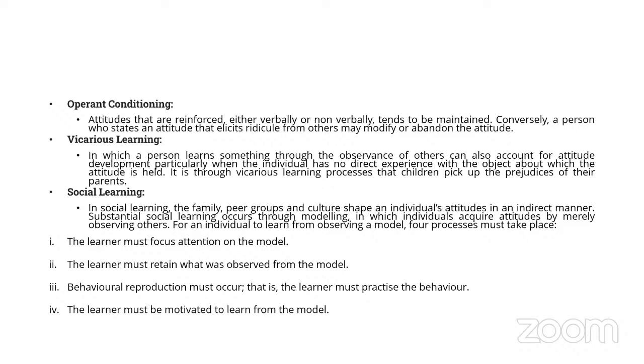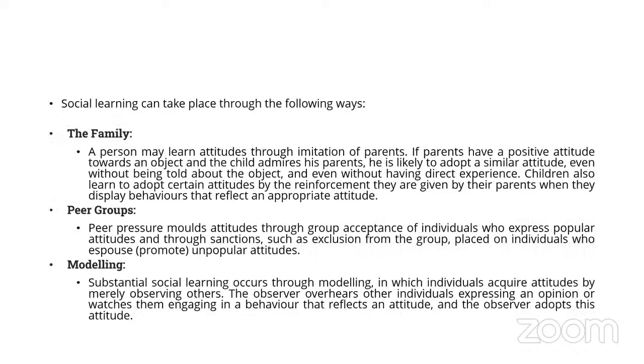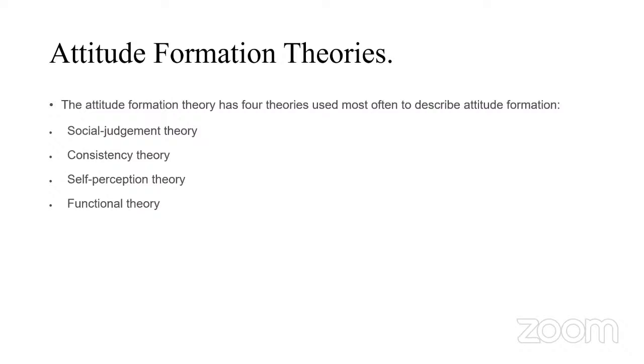Now, in social learning, what happens? Family, peer groups, and culture, all of them shape an individual's attitude in an indirect manner, right? So we learn from people around us. So this learner must focus the attention on the model. Model is whoever is the person. It could be your parents, your friends, your cousins, your siblings. Some very successful person could be your model. Whatever you are acquiring from them, they are also becoming a part of your attitude, right? So social learning could take place through your family, through your peer groups, through your role models, all these different things.